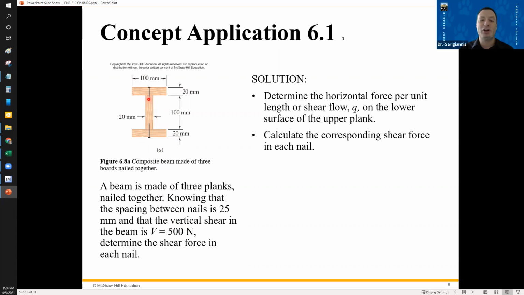Now we want to determine the shear force in each nail. So remember, that vertical shear is causing longitudinal shear, right? Along this beam, it's causing this top portion to want to slide along this vertical portion, right? And the nails are holding it in place. The nails are the ones that have to resist that longitudinal shear force, right? The shear force that's basically acting in and out of the page.